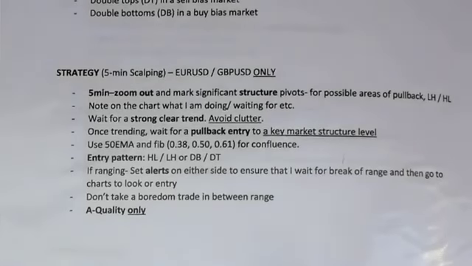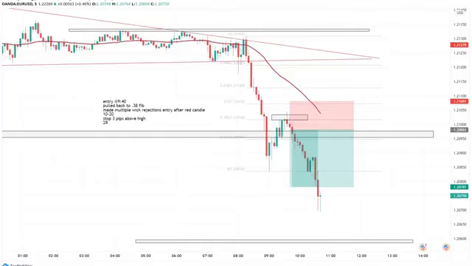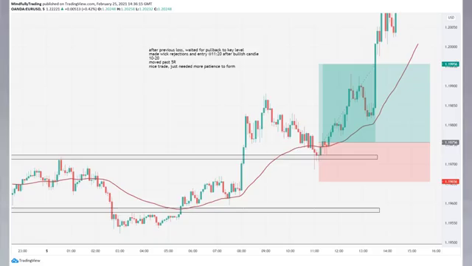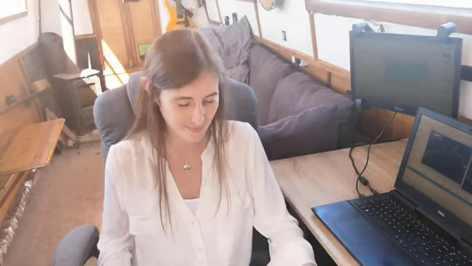Now, as I mentioned, the entry patterns that I'm looking for are either a higher low or a lower high, or a double bottom or a double top. That might be where it forms a lower high, moves away, and then comes back to that point to retest. That would also classify as a trade entry. So that's the main highlight of my trade for this strategy. Let's jump on the computer.